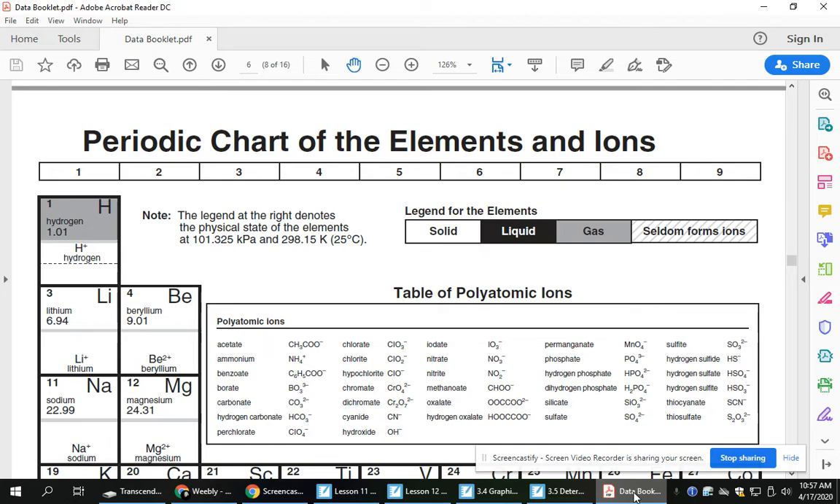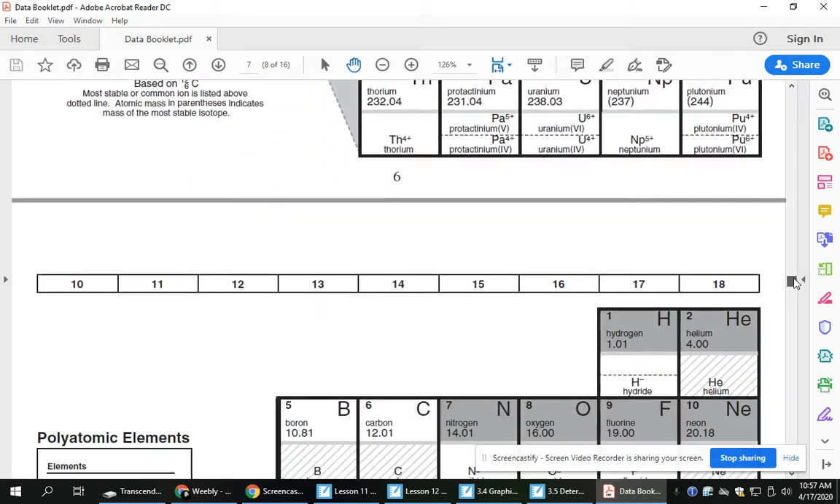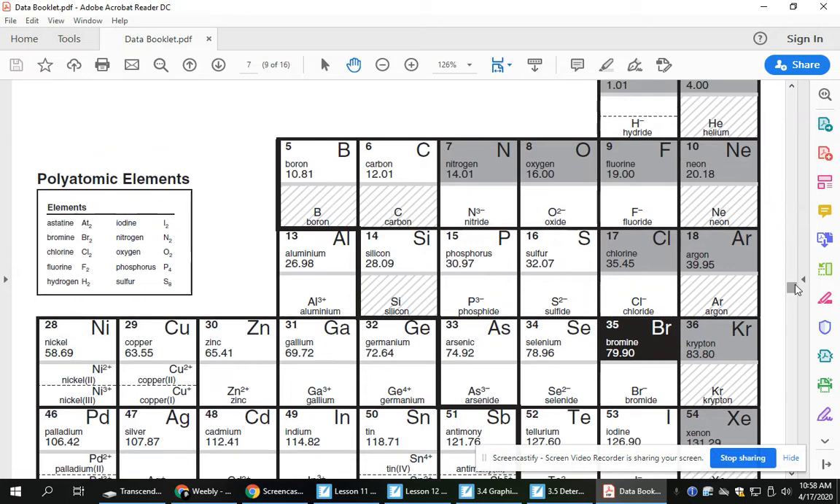So here's the periodic table. And here's that little box that I'm talking about. Polyatomic elements: astatine, bromine, chlorine, fluorine, hydrogen, iodine, nitrogen, oxygen, phosphorus, and sulfur. If you have any of those elements, you always write them with the numbers that you see in this little box. So we have sulfur, we're going to write S8, and we have oxygen, which is O2.